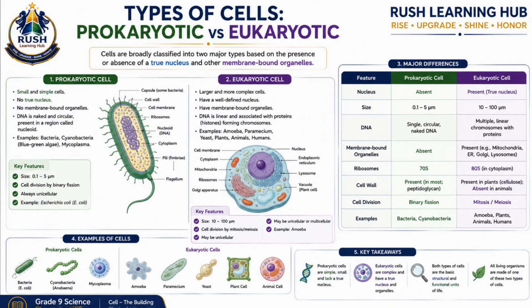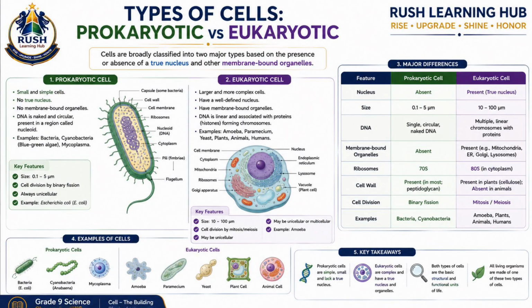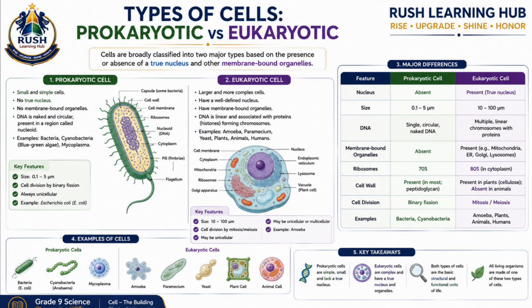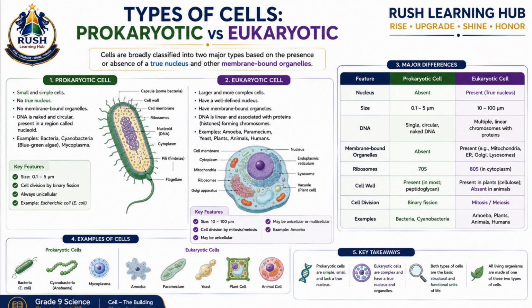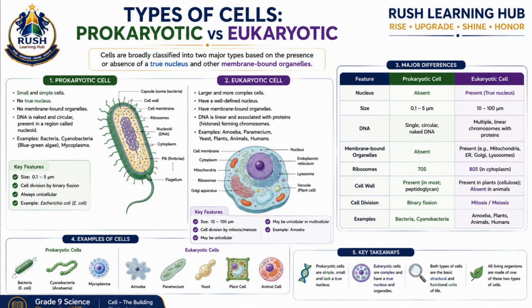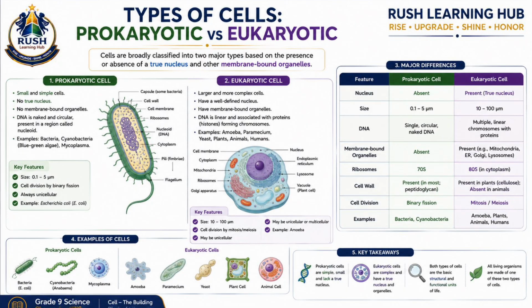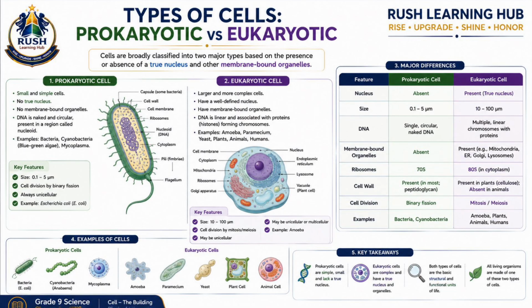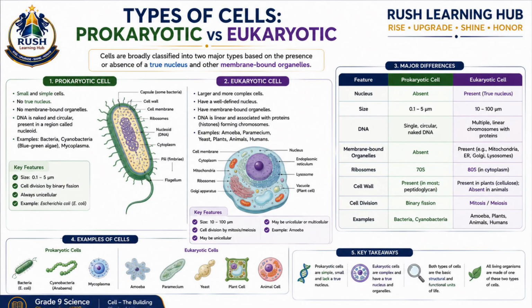The first and most important difference is the nucleus. Prokaryotic cells lack a true nucleus, whereas eukaryotic cells possess a well-defined nucleus enclosed by a nuclear membrane. The second difference is the presence of membrane-bound organelles. Prokaryotic cells do not contain membrane-bound organelles, while eukaryotic cells contain many specialized organelles. The third difference is size. Prokaryotic cells are generally smaller, whereas eukaryotic cells are larger and more complex.